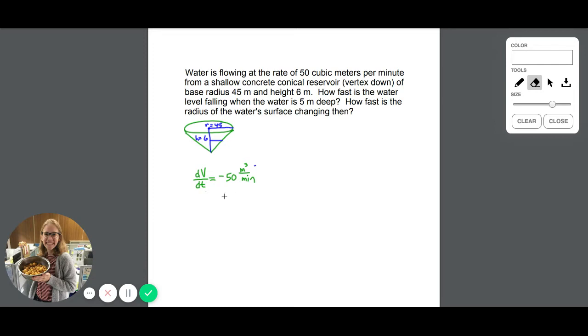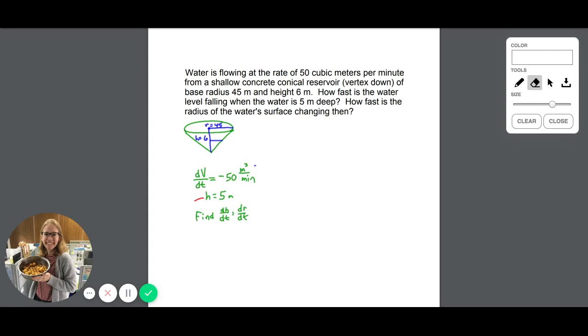Let's see, what else do we know? We know that we are looking for how fast the water level is falling when the water is 5 meters deep. So we're looking at a height of 5 meters. We are looking for how fast the water level is falling, which is this height, so we're looking for dh/dt. And then the second question is how fast is the radius of the water surface changing, which is your dr/dt. So we are looking for dh/dt and dr/dt.